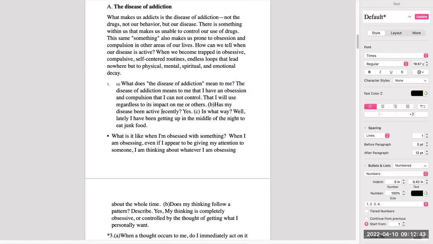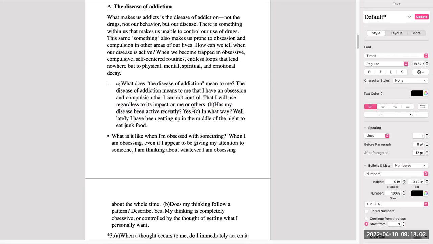Has my disease been active recently? This is B. You're going to give that the letter B. So this is 1A and 1B, and it's just a closed-ended question. Has it been active recently? Yes or no? And then you're going to say yes.